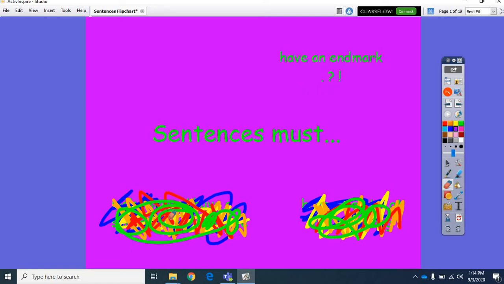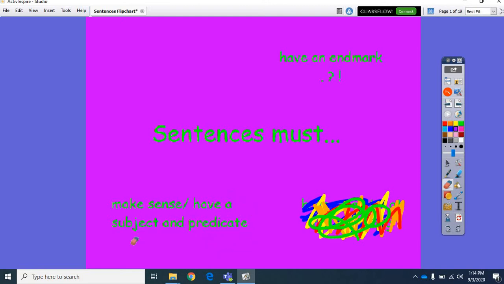All right, let's see what this one says and see if you thought about this one. I wonder what it says. Oh, they have to make sense. And that means they have a subject and a predicate, and we'll talk about subject and predicate later. But right now, let's just worry about the sentences must make sense. That means that, like, if I walked up to you and said it, it would make sense to you. You would understand what I was saying.